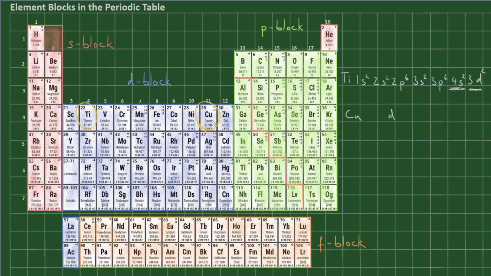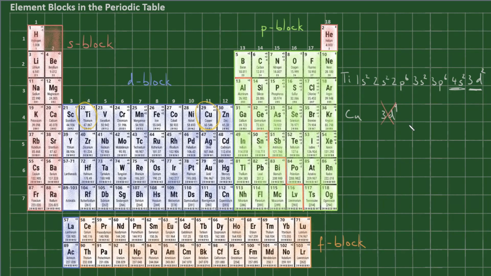Well, copper is in period 4, but I remember my little change of the rule when dealing with d block elements. I take the period number and I subtract 1. So 4 minus 1 is 3. So this d orbital is a 3d orbital. How many electrons should there be in this d orbital? Copper is in the 9th row of the d block, so logically I should have 9 electrons there. Unfortunately, this is not the case.